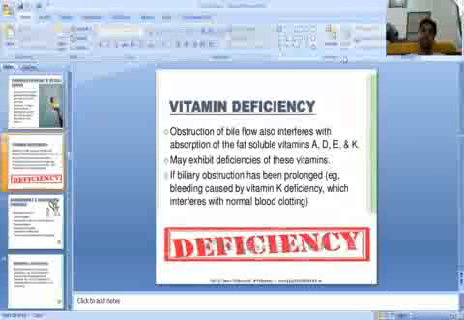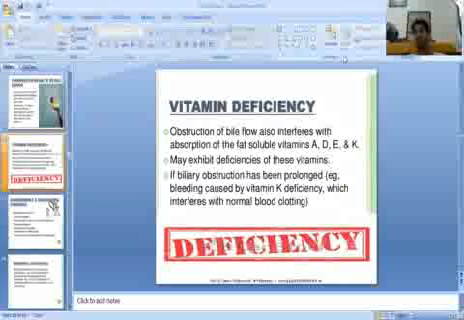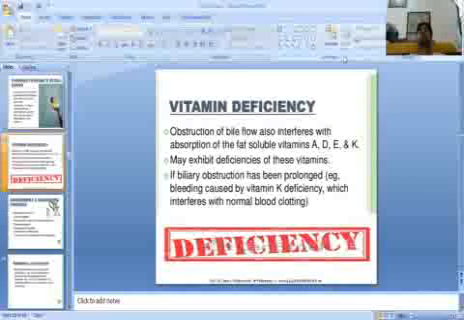Vitamin deficiency. Obstruction of bile flow also interferes with the absorption of the fat-soluble vitamins A, D, E, and K. Patients may exhibit deficiency of these vitamins if biliary obstruction has been prolonged, for example, bleeding caused by vitamin K deficiency, which interferes with normal blood clotting.